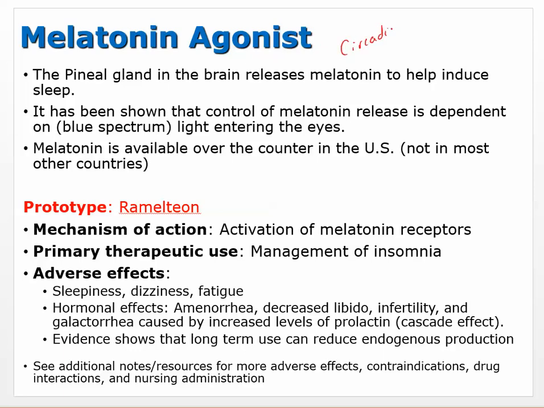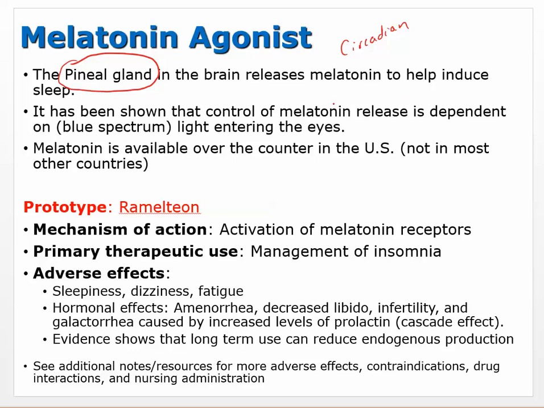So we have this internal clock that kind of tells us when it's time to go to sleep and when it's time to wake up. And melatonin is part of that. And the pineal gland in particular is part of that. And the pineal gland releases melatonin, especially during low light times. So this is really tightly tied to light coming into our eyes.